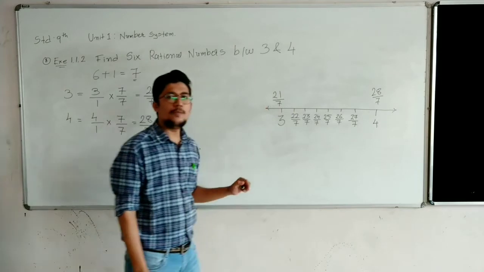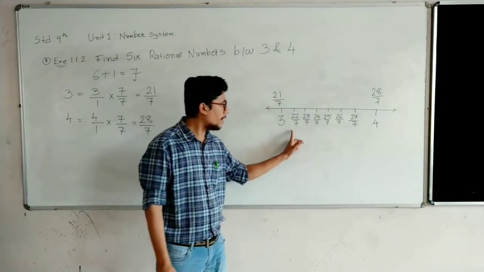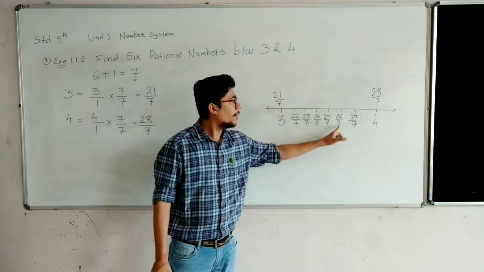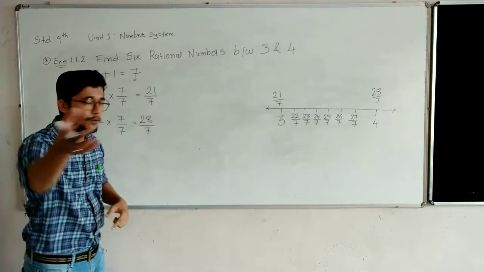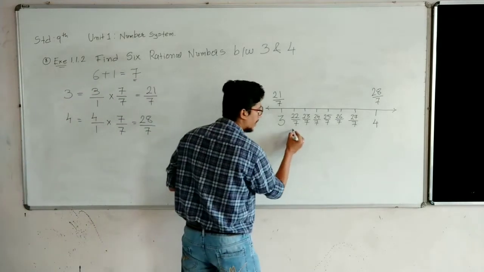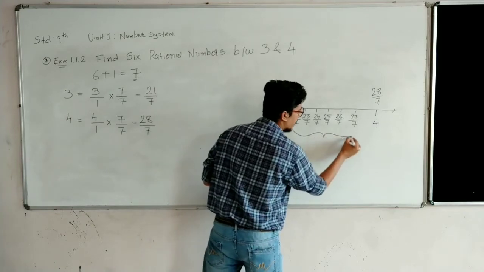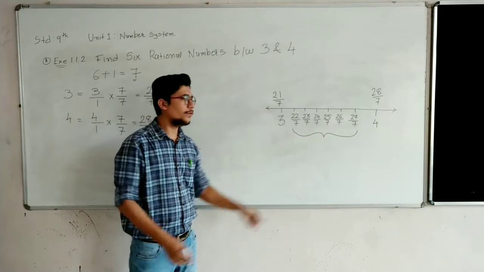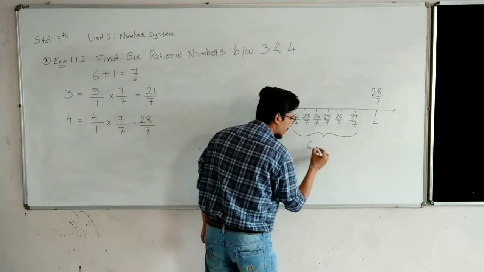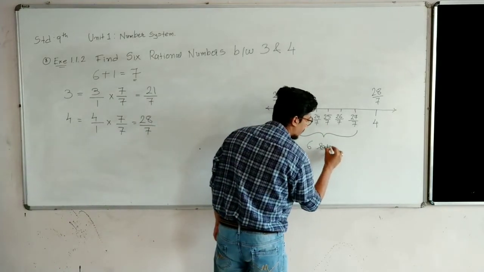So here, how many rational numbers you have got? 1, 2, 3, 4, 5, 6. How many numbers they are asking for? 6. So you have obtained the solutions. Here you have got 6 rational numbers between 3 and 4. So here you have got 6 rational numbers.